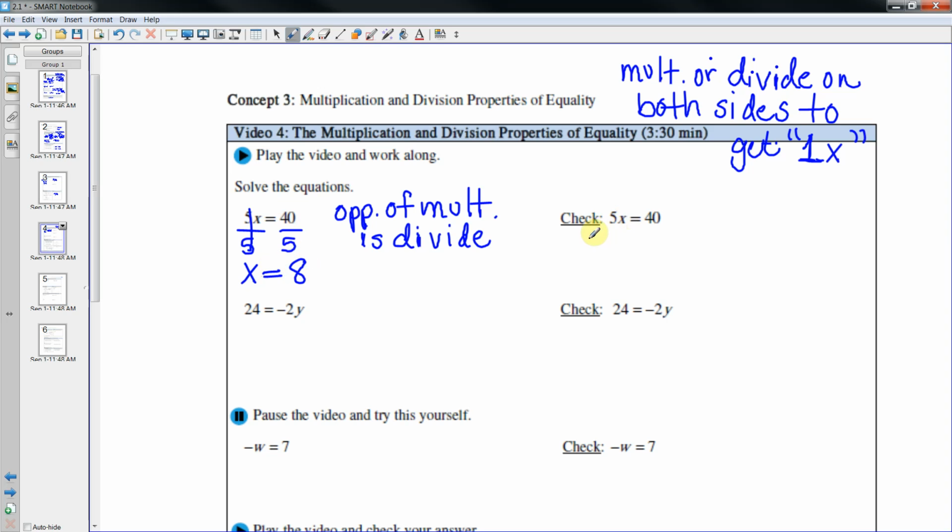To check it, I could come over here and I could say, well, does 5 times 8 equal 40? And 5 times 8 does equal 40. So that means that I have gotten the right answer.